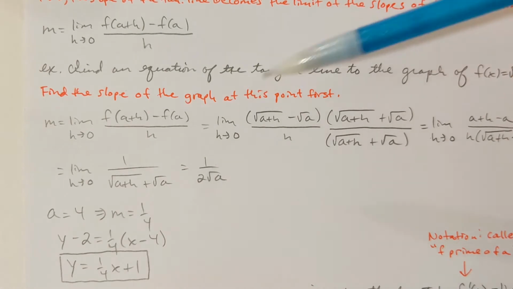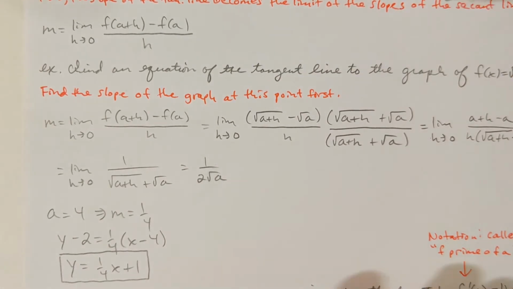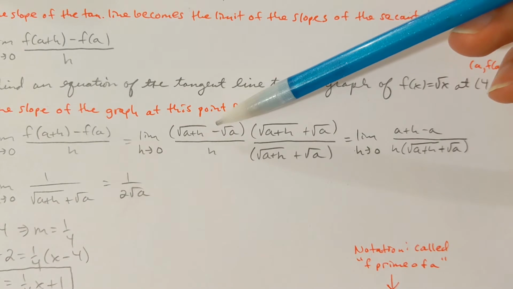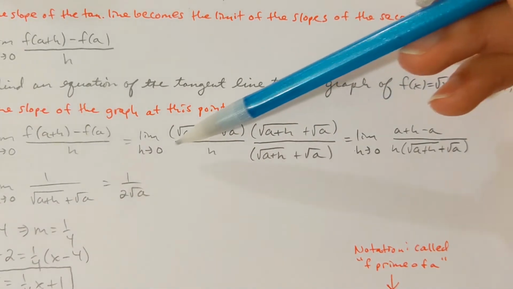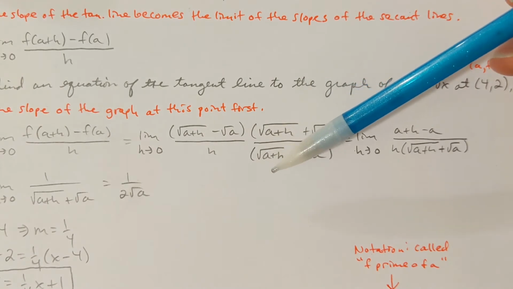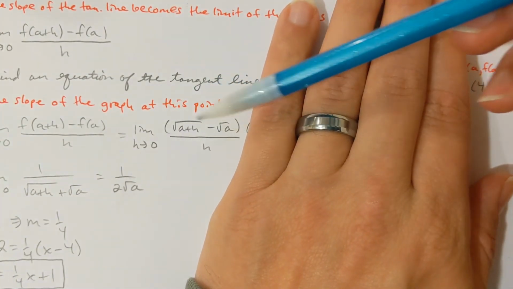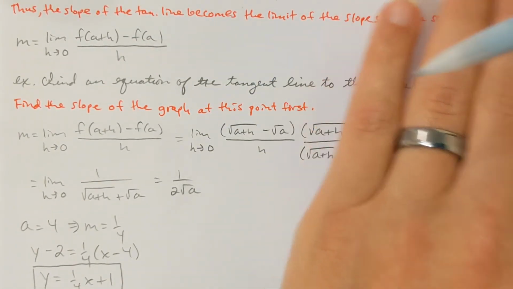M would be the limit as h approaches 0 of f of a plus h minus f of a all over h. Here's f of x, right? So f of a plus h means I've got to replace x with a plus h. Minus f of a would be the square root of a, and this is all over h. So what you see here is this limit with all my information plugged in, and now I've got to find the value of this limit.